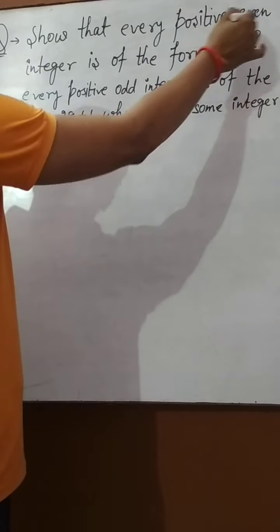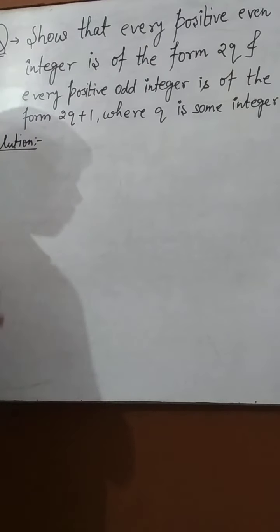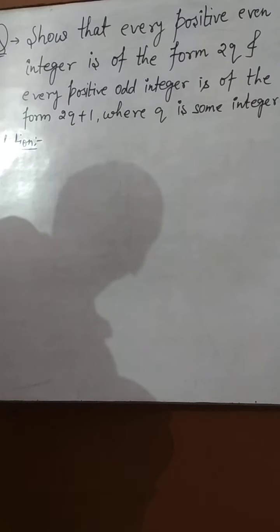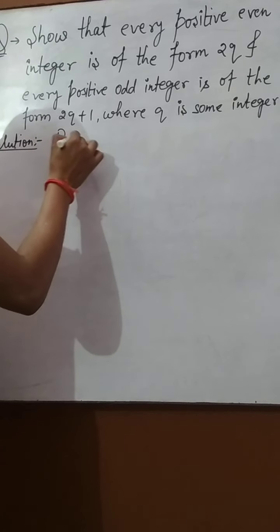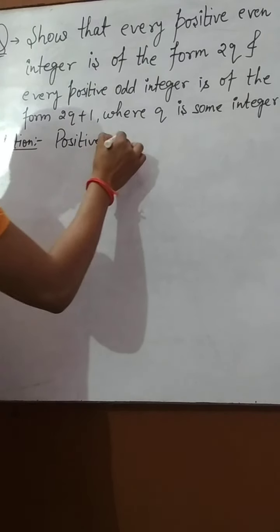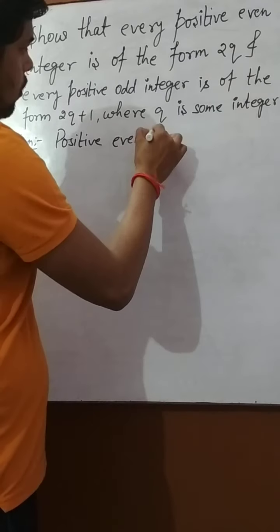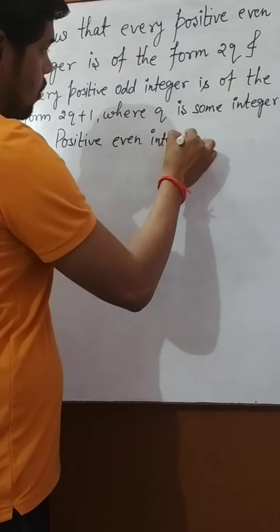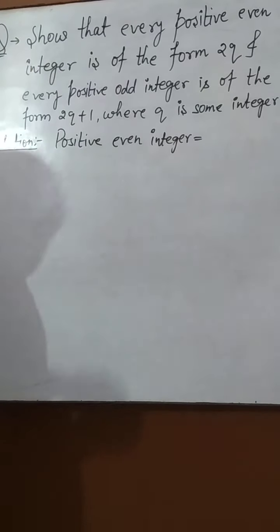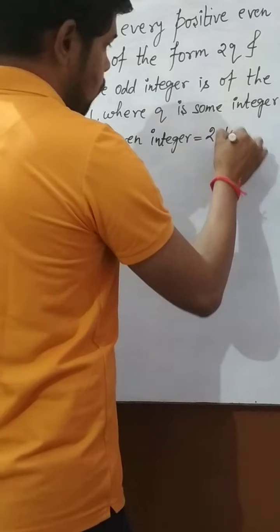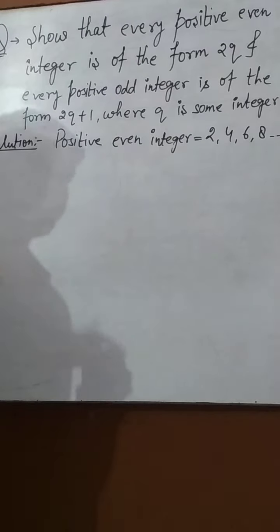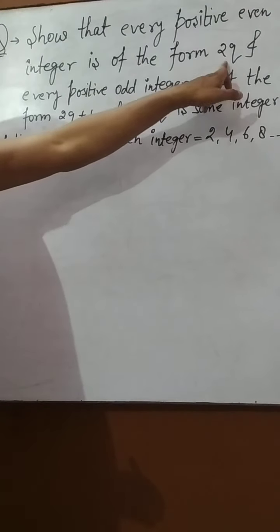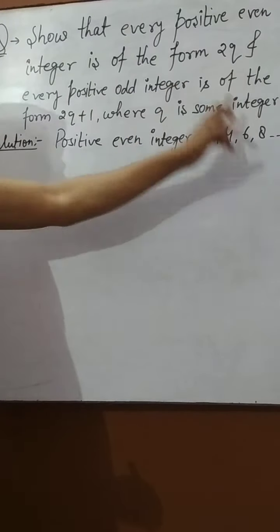According to the statement, every positive even integer. So first I will write the positive even integers: 2, 4, 6, 8, like this. We want the form 2q, so first we will divide these numbers by 2.